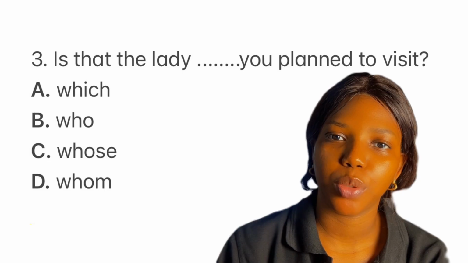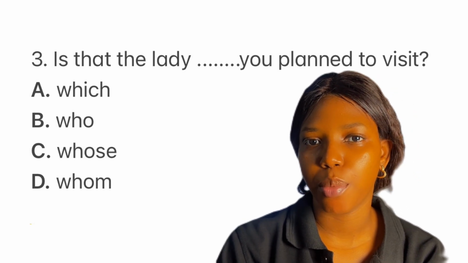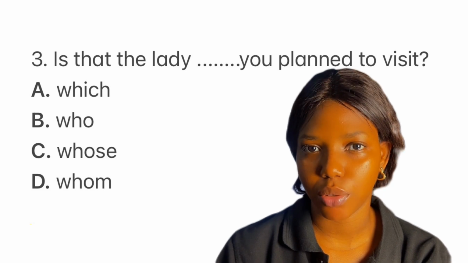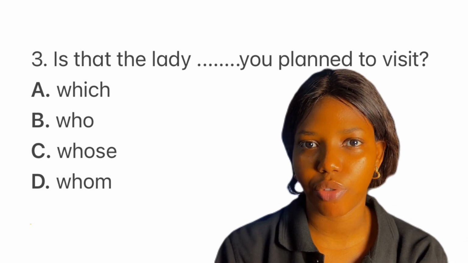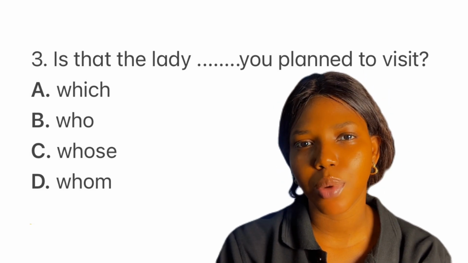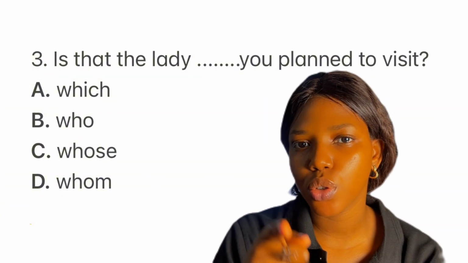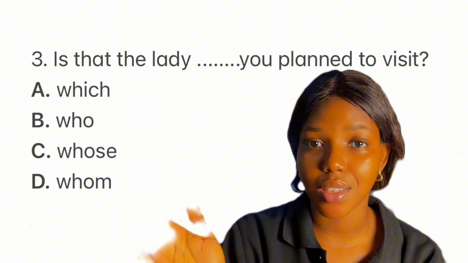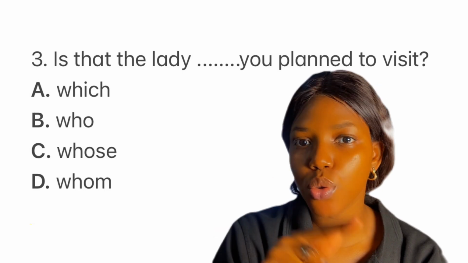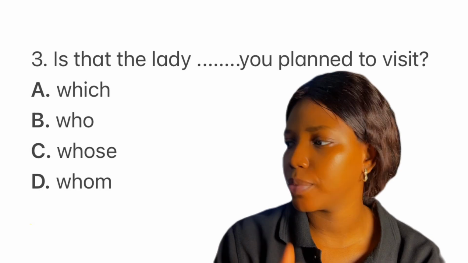Now, starting with which, it mainly refers to animals or things. For example, the book which was stolen has been found, okay? The book which, so which refers to the book, which is a thing, okay? Now, whose mainly shows possession. For example, this is the boy whose father is a nurse, okay? Boy whose father. So we're talking about the boy's father. It shows possession, okay? Good.